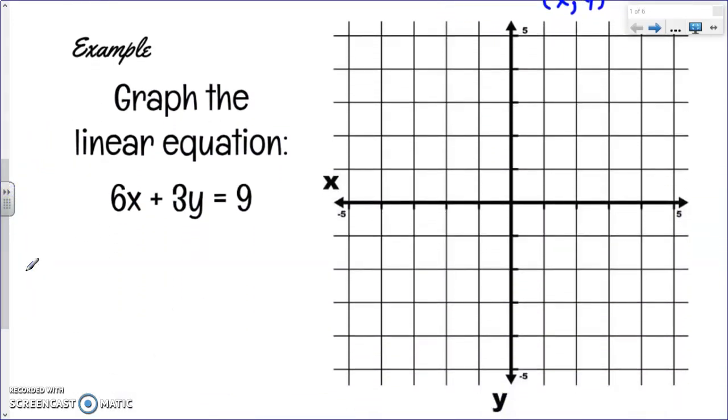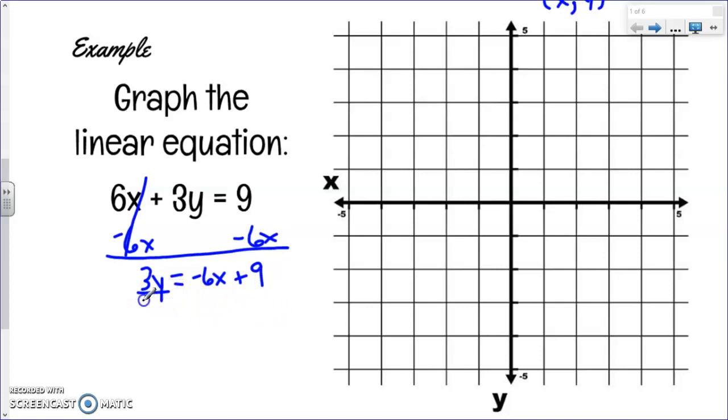So we're going to graph the linear equation 6x plus 3y equals 9. Before I can graph this, I need to solve for y. I need to put it in y equals mx plus b. So I'm going to subtract 6x, and I get 3y equals negative 6x plus 9. Then I'm going to divide by 3. Hopefully you've been practicing those equations. So y equals negative 2x plus 3. Okay, so now I have it in slope-intercept form, y equals mx plus b.